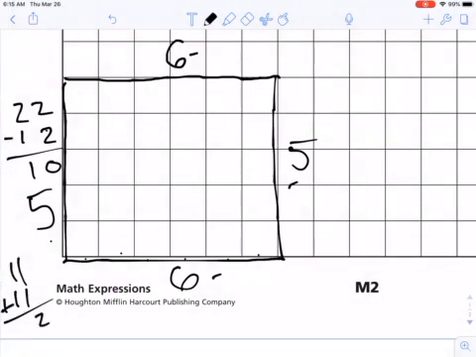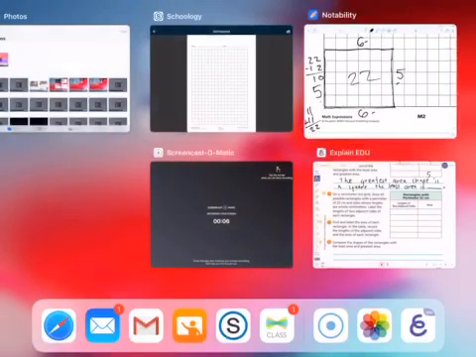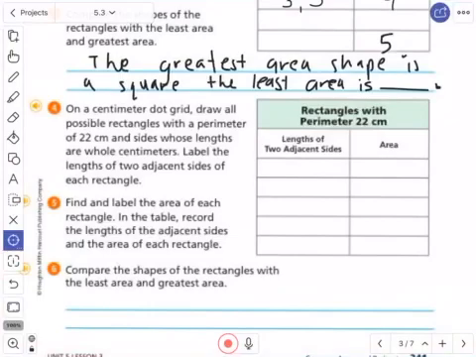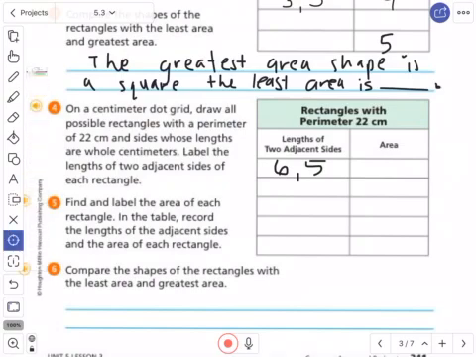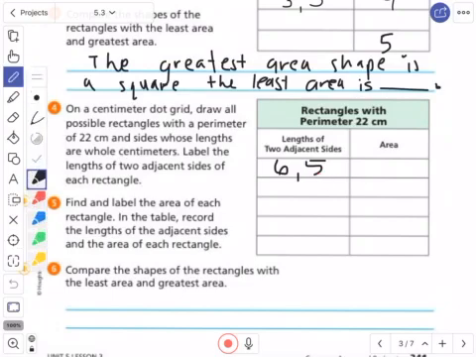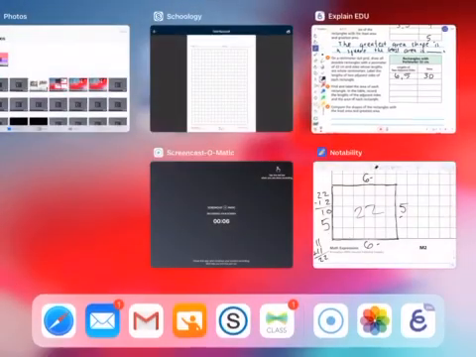1 plus 1 is 2. Perimeter is 22. Awesome. So on this sheet, my length is 6. My width is 5. And then my area, remember I'm just going to do length times width. So 6 times 5. So area is 30. Cool. All right, I'm going to try another one.